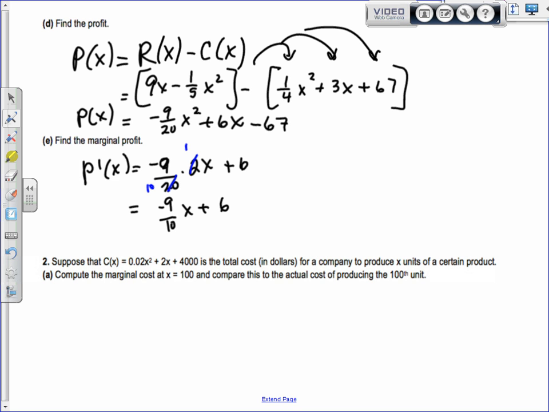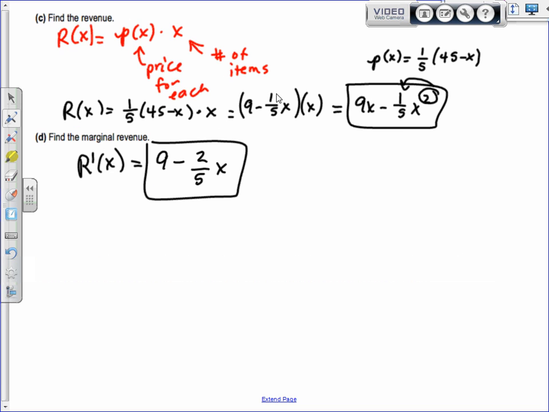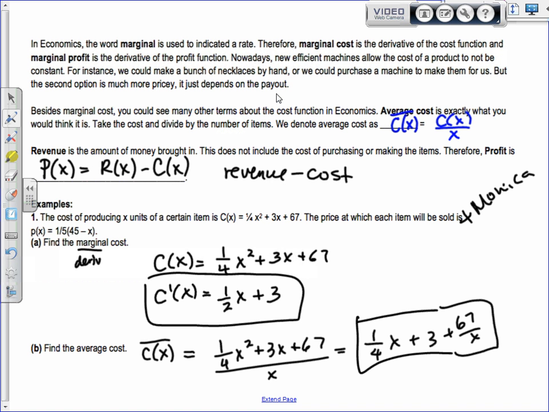Oh my goodness. Part B, 1/4 x plus 3 plus 67 over x. 67 over x. Should do that, because your cost function was here. So that was your average cost. So you want just plain cost function.